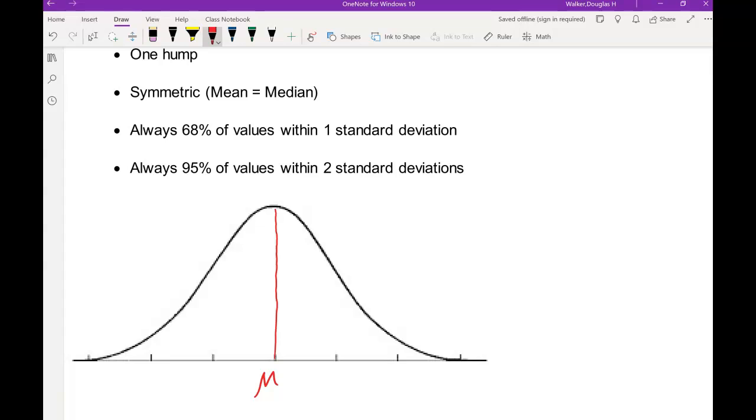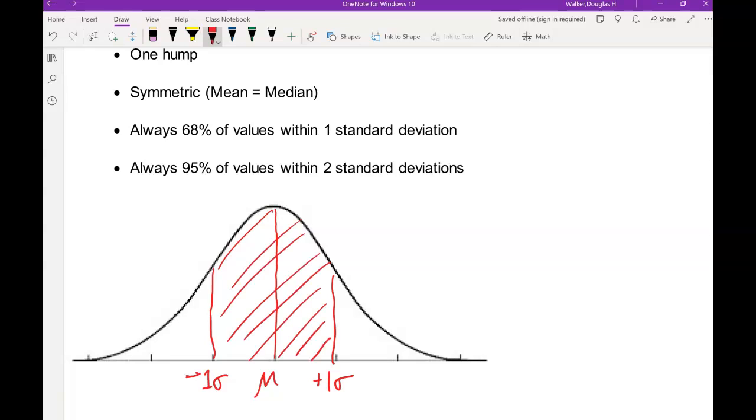Also, if I go out 1 standard deviation from that in each direction, it turns out it doesn't matter what your mean and standard deviation are. That's supposed to be a minus 1 standard deviation. Let me erase that. There we go. If I go out 1 standard deviation in each direction, I'm going to get 68% of my values in a normal distribution. So over 2/3 are going to be within 1 standard deviation.